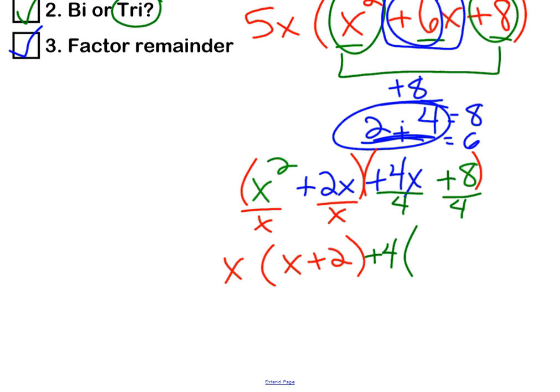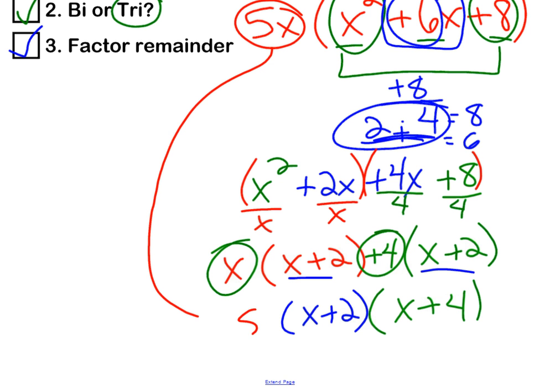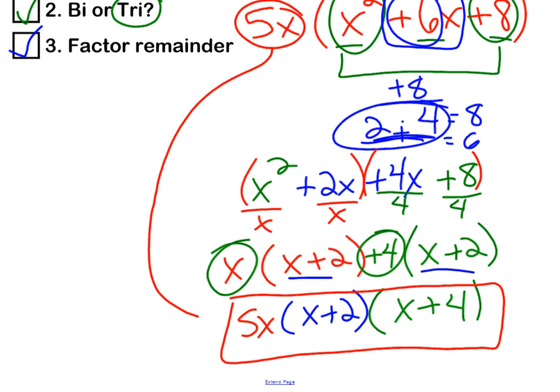And that's going to leave me with x plus 2. I know this part of my parentheses repeats, so x plus 2 is one of my factors. I'm then going to have my greatest common factors grouped together for x plus 4. Don't forget your original greatest common factor. Most common thing people forget is the original greatest common factor. It still is part of your answer.